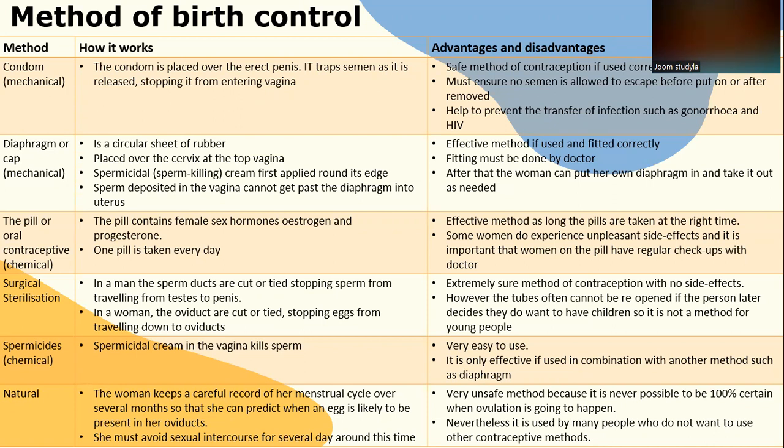Surgical sterilization. In a man, the sperm ducts are cut or tied, stopping sperm from traveling from the testes to the penis. In a woman, the oviducts are cut or tied, stopping the egg from traveling down the oviducts. The advantage is that surgical sterilization is an extremely sure method of contraception with no side effects. However, the tubes often cannot be reopened if the person later decides they do want to have children, so it is not a method for young people.